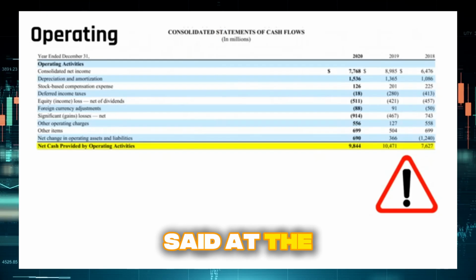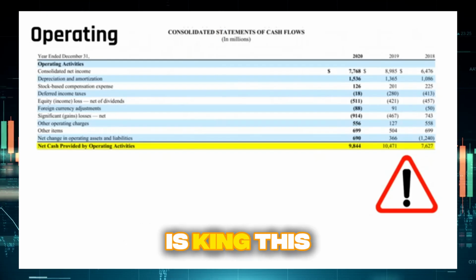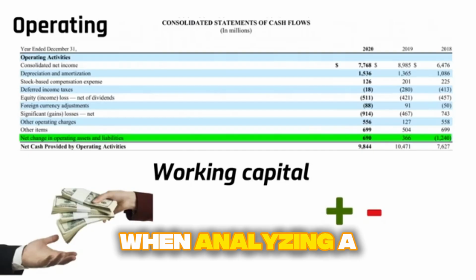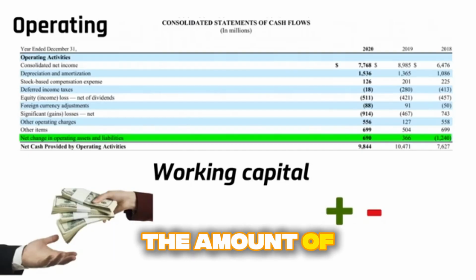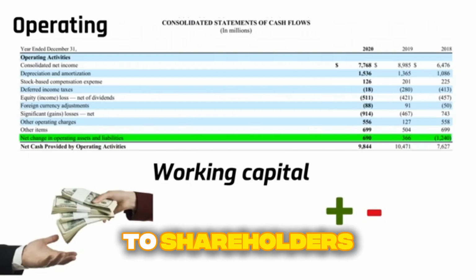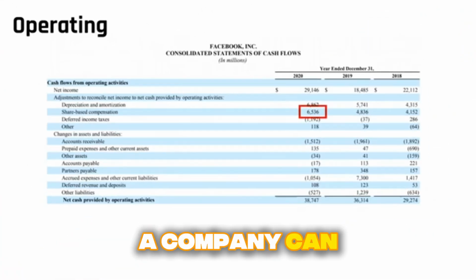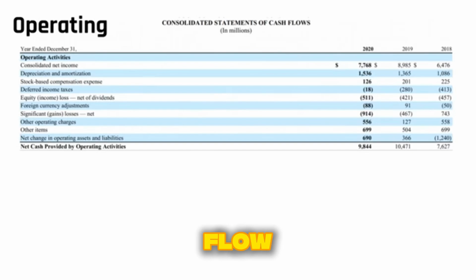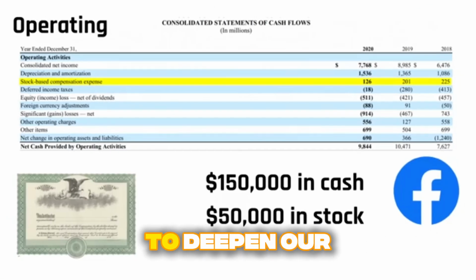Remember how I said at the beginning of the video that cash flow is king? This is why. Free cash flow is my favorite metric when analyzing a company because it represents the amount of money that can actually be paid out to shareholders. With this money, a company can pay dividends, buy back stock, or pay down debt, all of which are great for investors. Now that we have free cash flow, let's look at a couple of useful metrics to deepen our analysis.